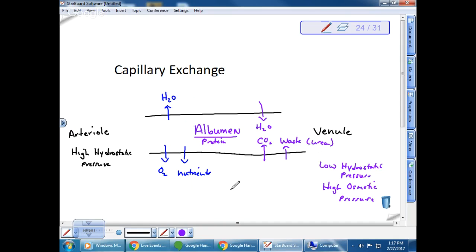It cannot get across the membrane. It's too big. But what it does is it creates a solute concentration. So once water leaves, albumin is going to be at a high concentration at this end, and water is going to be sucked back into the capillary. So that is osmotic pressure. Osmotic pressure has to do with a high solute concentration, and stuff gets picked back up at the venule end of the capillary. Okay, so stuff tends to move, including water.